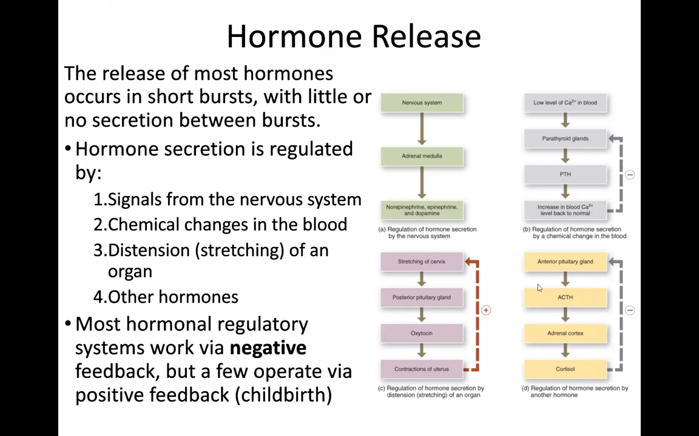And that's what we see over here on the right with the anterior pituitary releasing what's called ACTH. We'll find out what that abbreviation is later. It's a big, long word. Okay. That acts on the adrenal cortex to trigger the release of cortisol. Okay. And if cortisol levels are elevated, that's going to inhibit the secretion of that ACTH from the anterior pituitary.